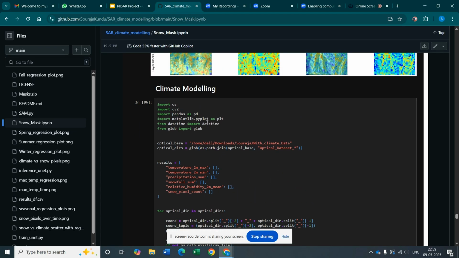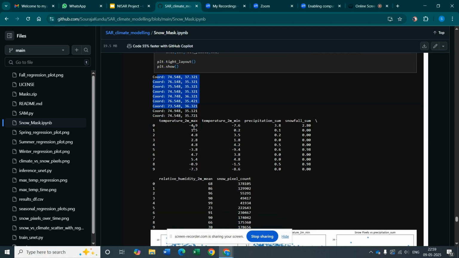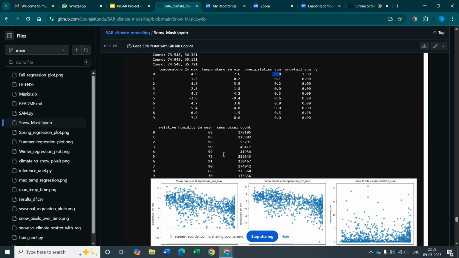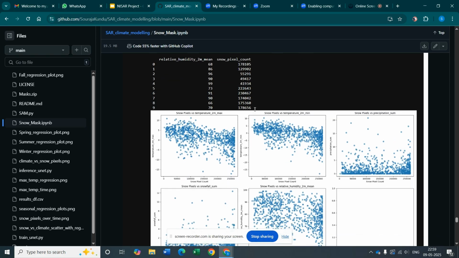Next, I went for a climate modeling task. That is, for this many coordinates, I collected temperature, precipitation, snowfall, relative humidity, and snow pixel count. Snow pixel count is from the snow mask. I calculated how many pixels are black, dark, zero. So that snow pixel count will be proportional to the snow covered area.